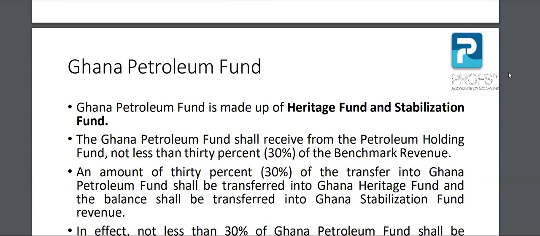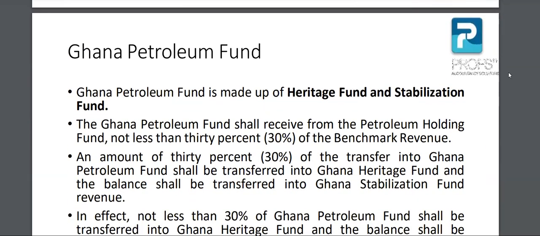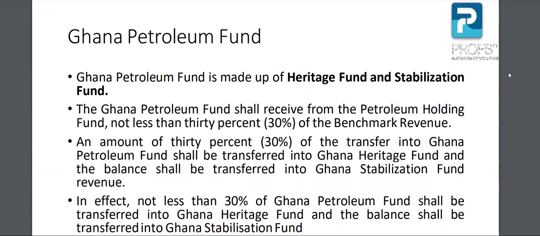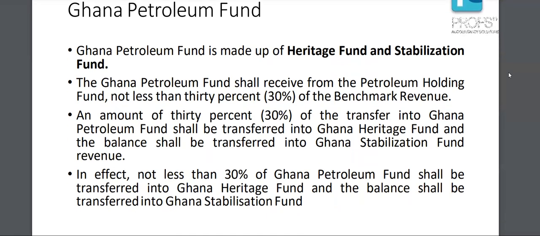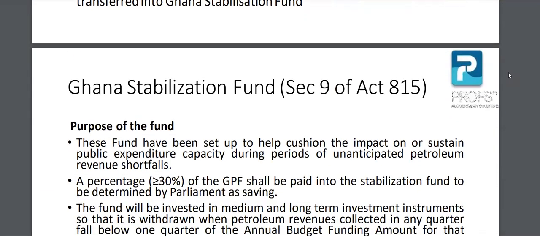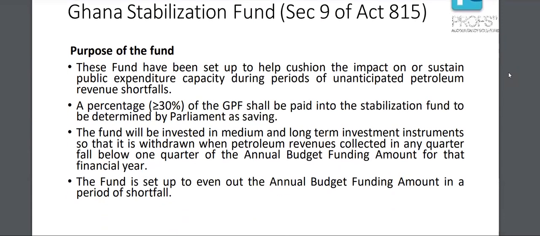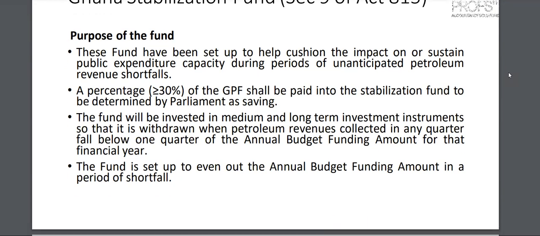With the Ghana Petroleum Fund, it's a maximum of 30% from the benchmark revenue net of equity financing. So that will hit the GPF, and it is out of the GPF that we distribute to the Heritage Fund and then the Stabilization Fund. So let's look at the Ghana Stabilization Fund. This is what will cushion the ABFA when the actuals come in and then there's a shortfall.